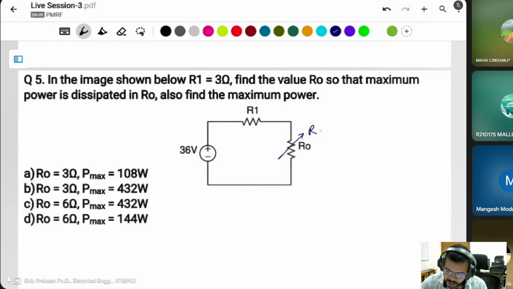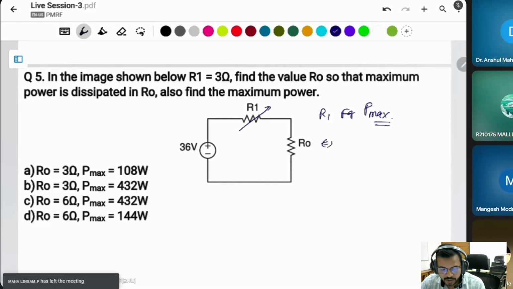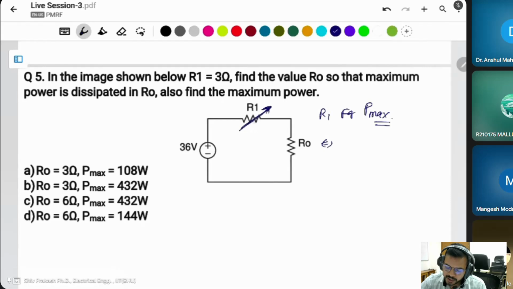Suppose in the same case R1 is variable, then what is the R1 for the maximum power? If R naught is fixed, here R naught is variable. But in some cases, suppose R1 is variable, then in that case, what is the value of R1 for the maximum power transfer?